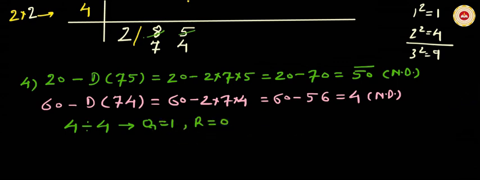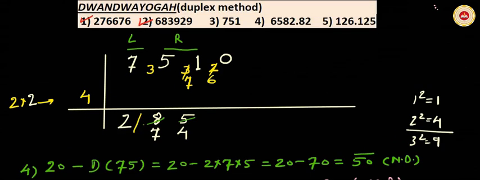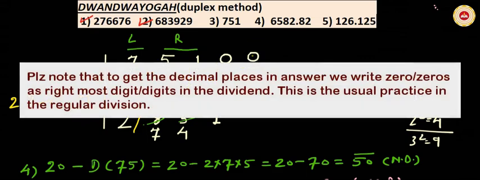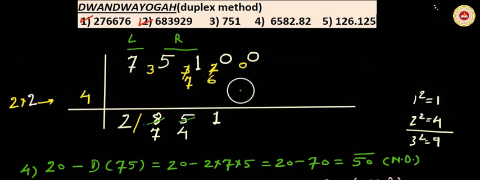Divide net dividend 4 by divisor 4, which gives you quotient 1 and remainder 0. Write quotient 1 and remainder 0. So let us increase a digit in the given number. That digit is 0, and write remainder 0 as a prefix to next digit 0, which is just written. This 0 is gross dividend.